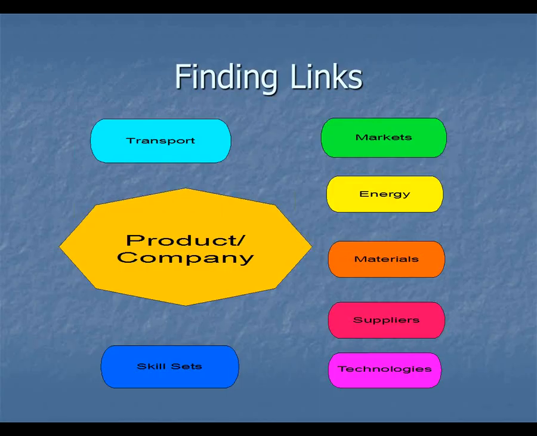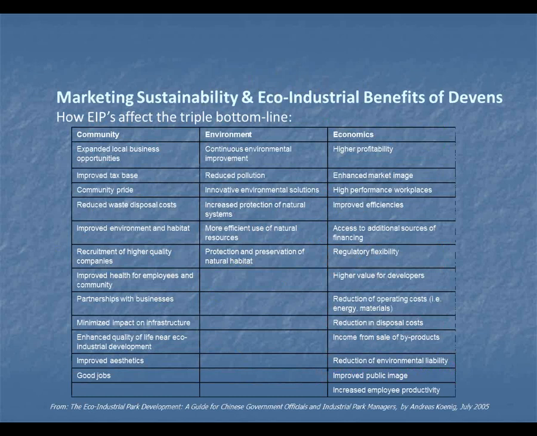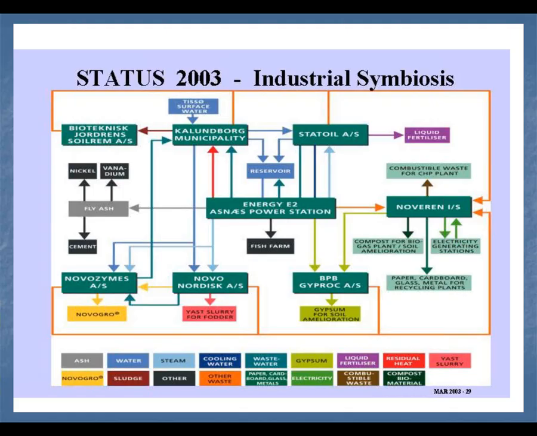So, marketing sustainability and eco-industrial benefits. This is pretty much what I use at Devens here. We talk about benefits to the community, benefits to the environment, and economic benefits to the firms that are involved in the program. A lot of this comes from the guidebook for eco-industrial park managers that you could download from the division website. So byproduct exchanges, eco-industrial development, where did all of this start?